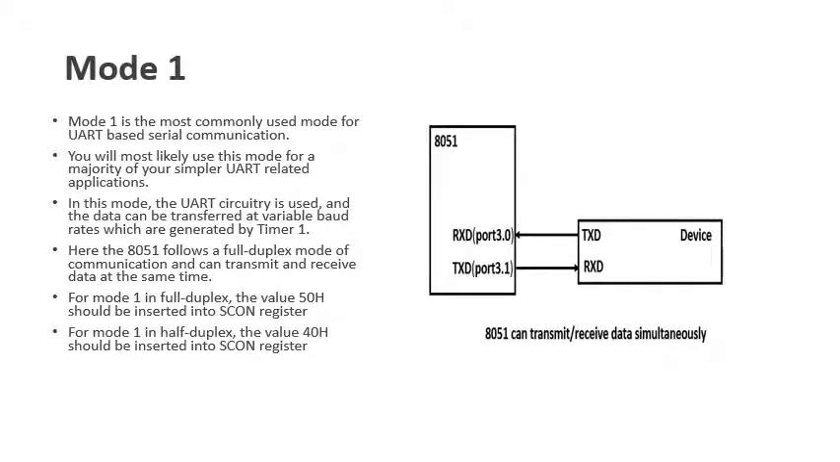Mode 1. Mode 1 is the most commonly used mode for UART based serial communication. You will mostly use this mode for a majority of your similar UART related applications. In this mode, the UART circuitry is used and the data can be transferred at a variable baud rate which is generated by timer 1. Here, the 8051 follows a full duplex mode of communication and can transmit and receive data at the same time. For mode 1 in full duplex, the value 50H should be inserted into SCON register. For mode 1 in half duplex, the value 40H should be inserted into SCON register.